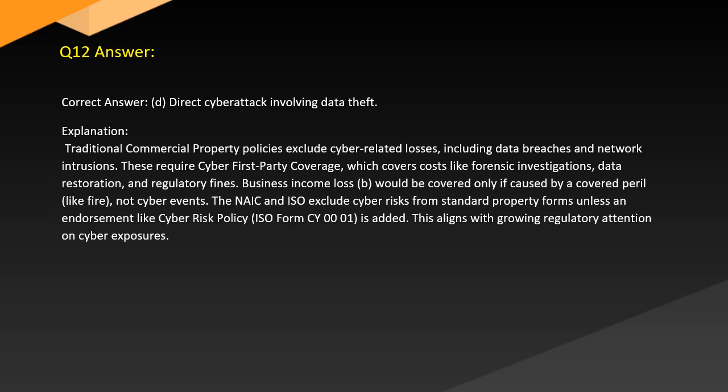Answer. Correct answer D. Direct cyber attack involving data theft. Explanation. Traditional commercial property policies exclude cyber-related losses, including data breaches and network intrusions. These require cyber first-party coverage, which covers costs like forensic investigations, data restoration, and regulatory fines. Business income loss, B, would be covered only if caused by a covered peril like fire, not cyber events. ISO excludes cyber risks from standard property forms unless an endorsement like a Cyber Risk Policy form is added. This aligns with growing regulatory attention on cyber exposures.